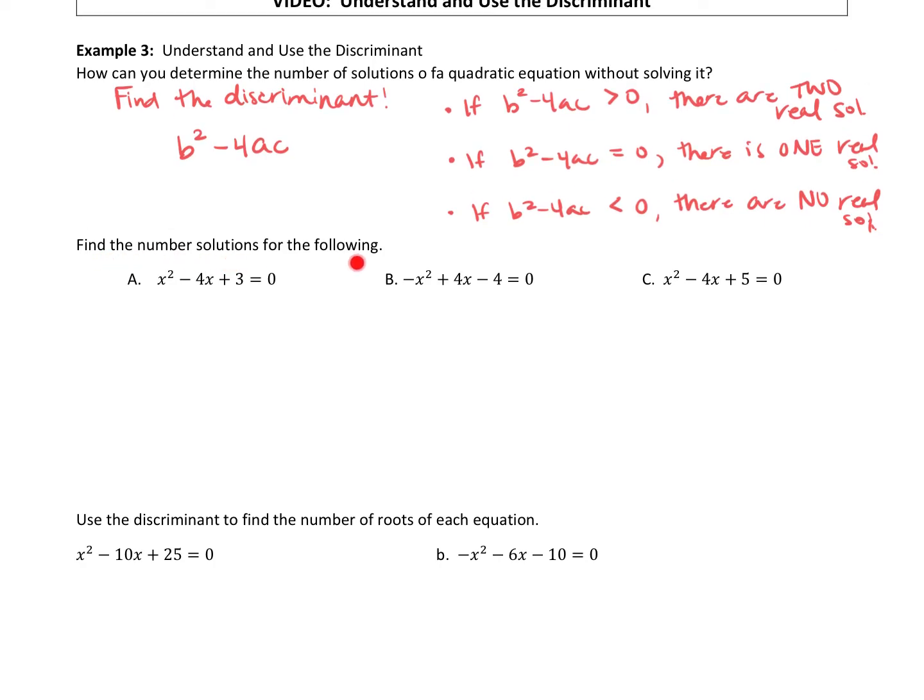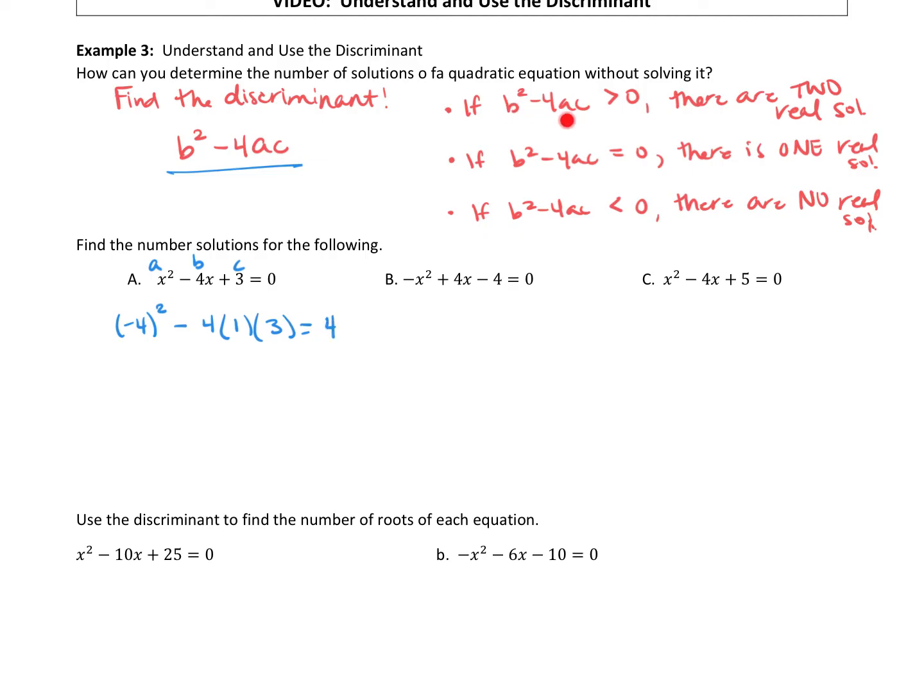Find the number of solutions for the following. Part A, x squared minus 4x plus 3 equals 0. Just like the quadratic formula, to do the discriminant, you need your equation set equal to 0. You can identify your a, b, and c. Then we just calculate b squared minus 4ac. So b is negative 4. Put parentheses around everything you plug in. So b squared minus 4 times our a, which is 1, and our c, which is 3. We type that in very carefully on our calculators and get a positive 4.